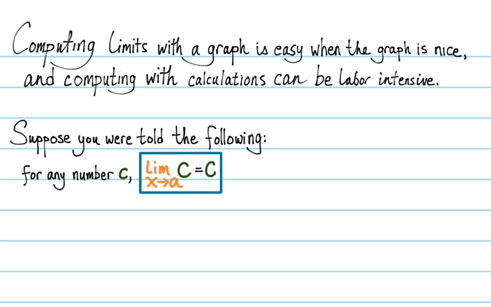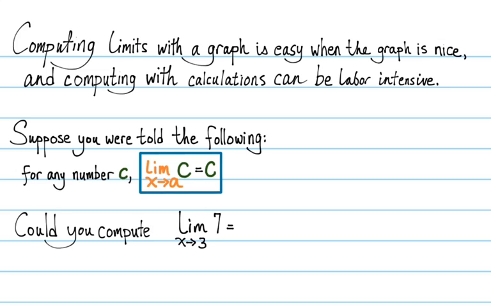Could you compute the limit as x approaches 3 of 7? Go ahead, pause the video, think about it. Now, are you done thinking about it? We just said that the limit as x approaches anything of a number is that number, so the limit as x approaches 3 of 7 should be 7. And it is. That is the right limit.